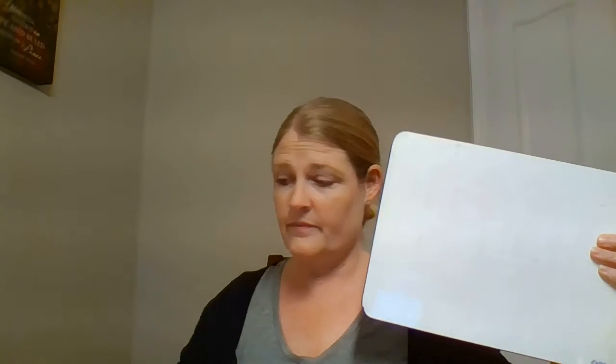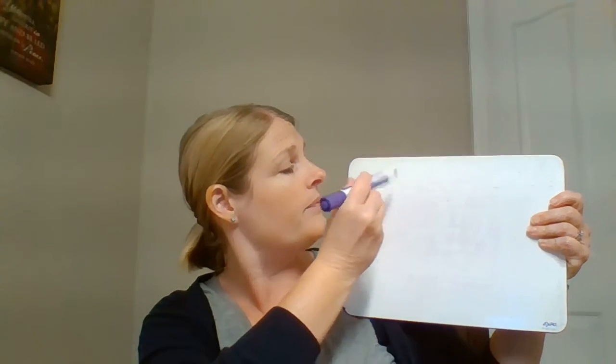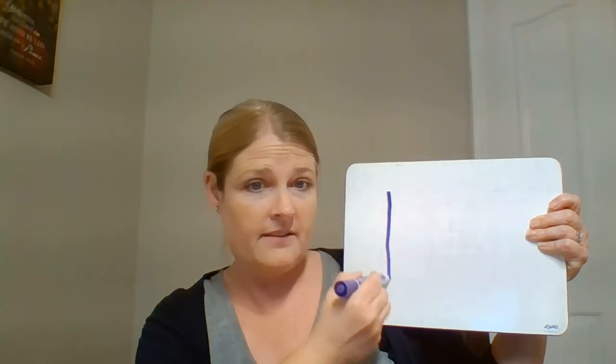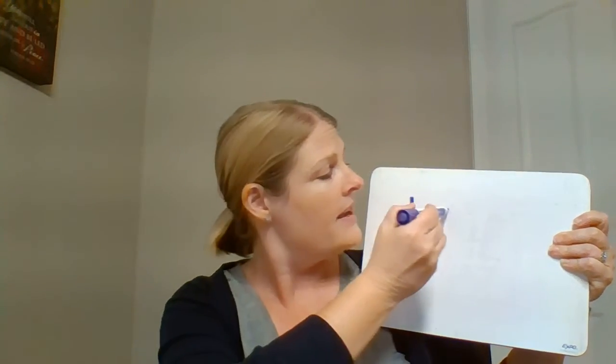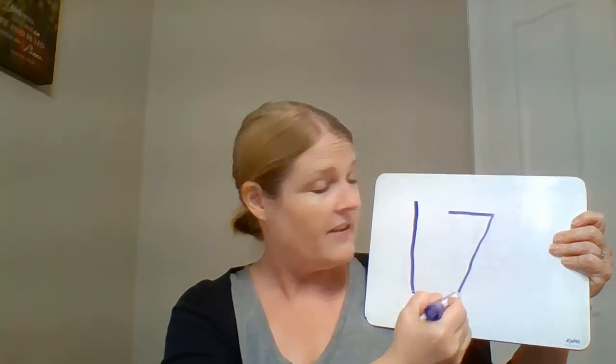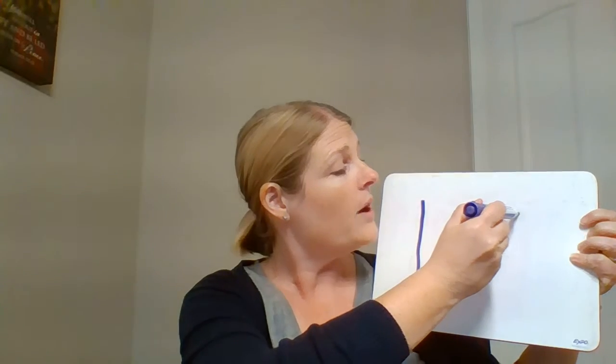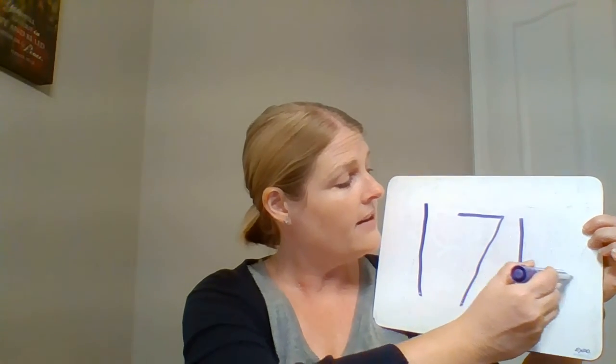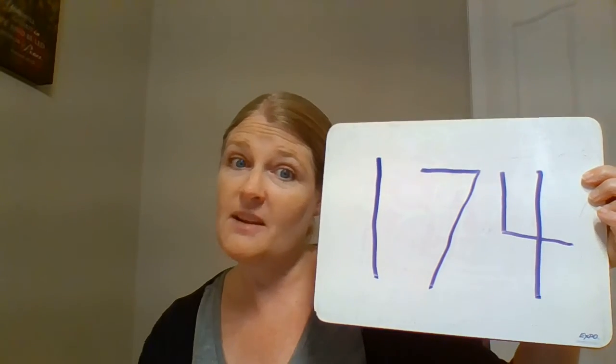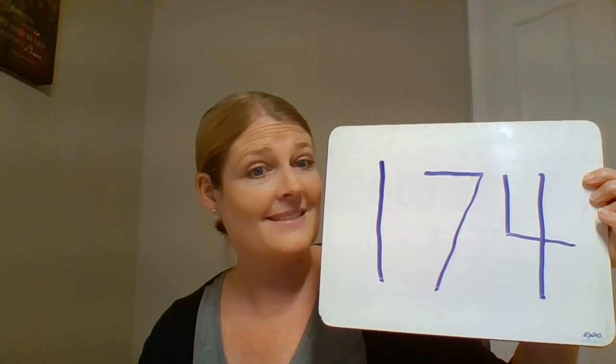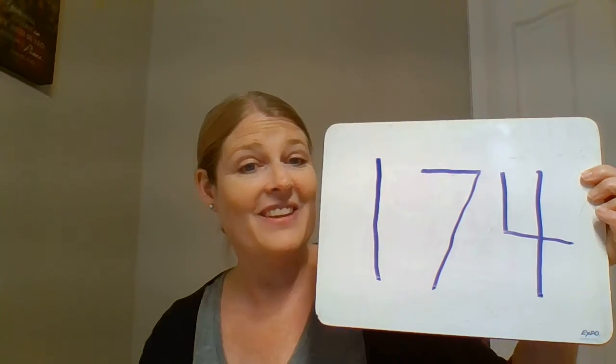Let's write the number 174. 100, 1 in the hundreds, 70, 7 in the tens, 4, 4 in the ones, little down, little over, straight down. Double check those numbers. Don't make any backwards. 174 days of school. Fantastic.